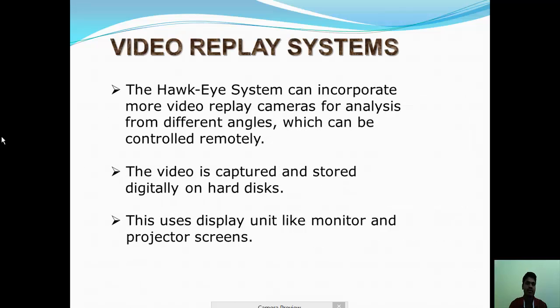The other important feature of Hawkeye technology is the video replay system. The Hawkeye system can incorporate more video replay cameras for analysis from different angles, which can be controlled remotely. Here, the players can view the video from different angles. The video is captured and stored digitally on hard disks. This uses display units like monitors and projector screens. Here, the players can view the videos from different angles as many times as they need.